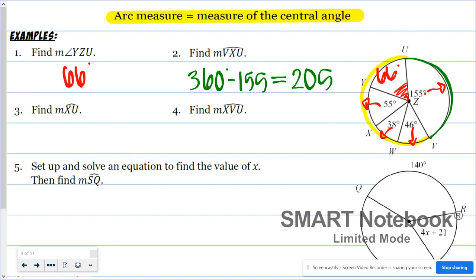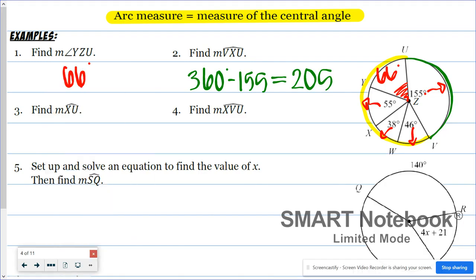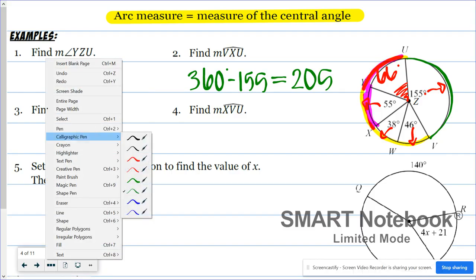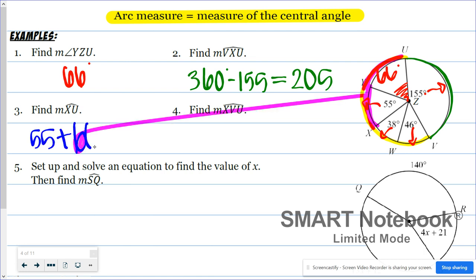The measure of arc XU. Let's identify that arc. Notice XU is the combination of two smaller arcs, XY and YU. If I add those two arcs together, I'll get the measure of arc XU. So I'm adding 55 and 66, and that gives me 121.